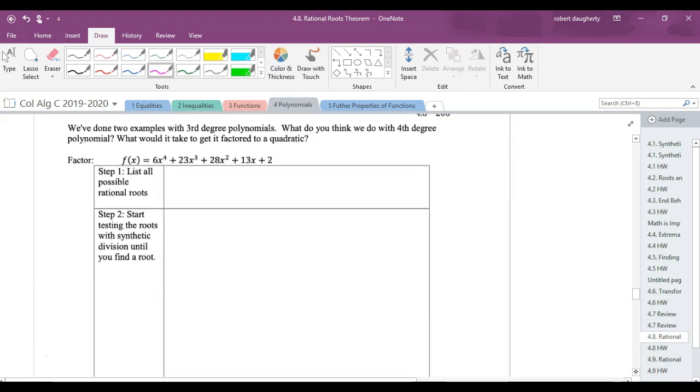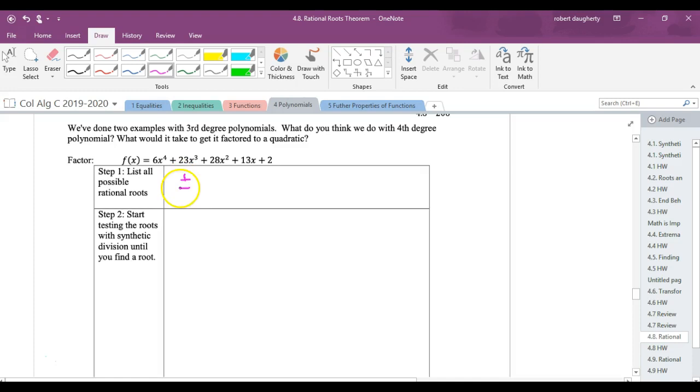Now, this one's a little bit different. How is this one different? What degree is this guy? This is fourth degree, okay? If it's fourth degree, how many times do I need to get synthetic division to work? Twice before I get down to a quadratic, okay? So what are all the possibilities?